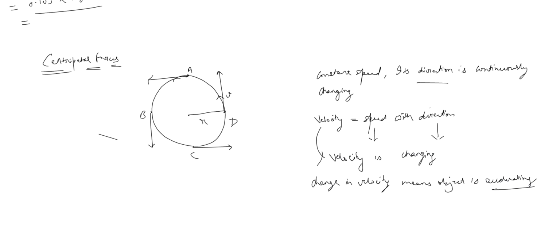So this type of motion is known as uniformly accelerated circular motion. Uniformly accelerated means uniform here means constant speed. Accelerated means it has acceleration, means its velocity is changing.